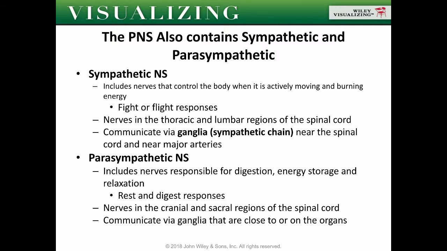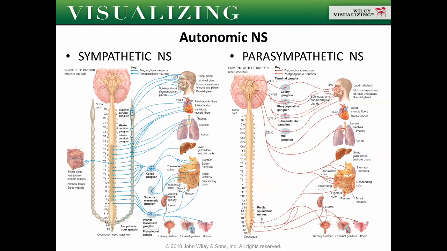For example, you are running for your life, so you must have an increased heart rate. So basically the information must flow very fast. The parasympathetic nervous system includes the nerves responsible for digestion, energy storage, and relaxation. This is for the rest and digest response. The nerves in the cranial and sacral regions of the spinal cord communicate via ganglia that are close to or on the organs. So this is the sympathetic and the parasympathetic nervous system. This is part of your autonomic nervous system. So that's it for the lecture on the nervous system.